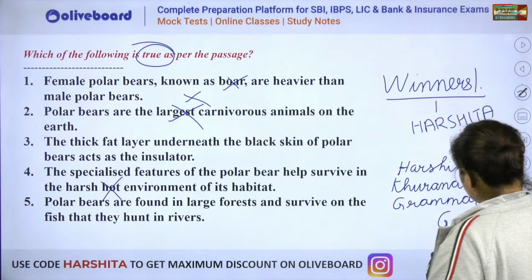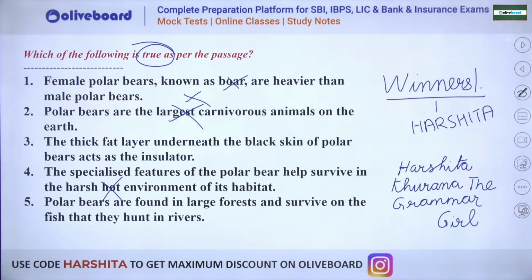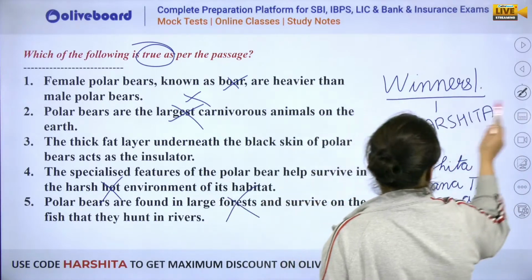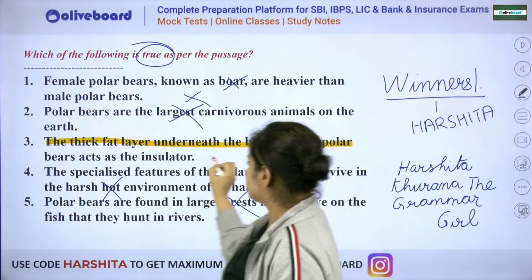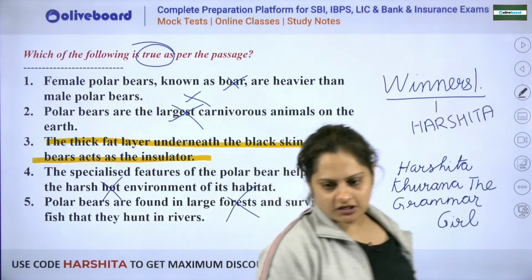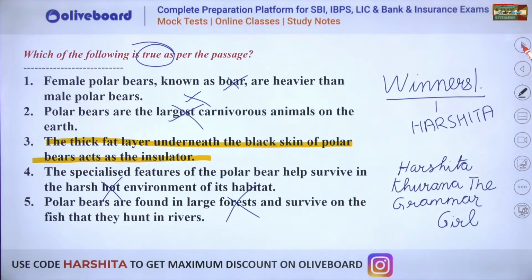Now guys, they are not found in large forest. Very stupid option again. Very easy elimination. You know which is true. Only 3, which is given in the paragraph. Very basic one. Okay. Chalo.